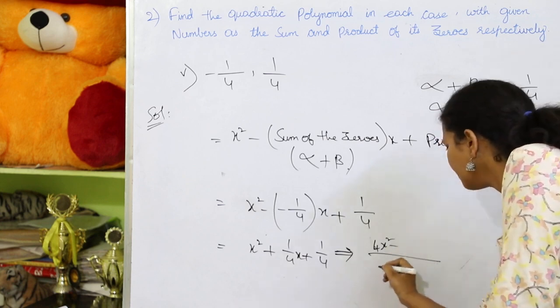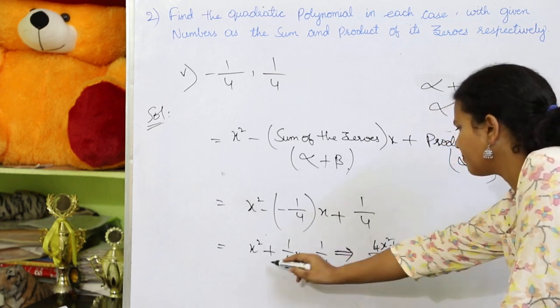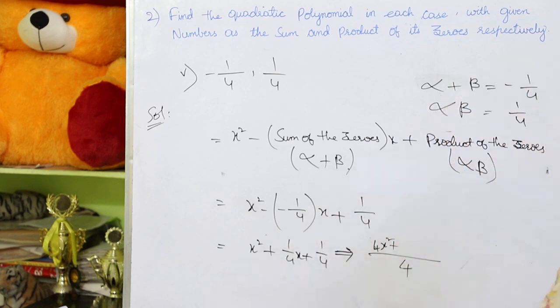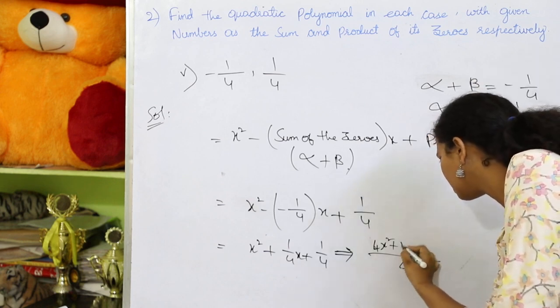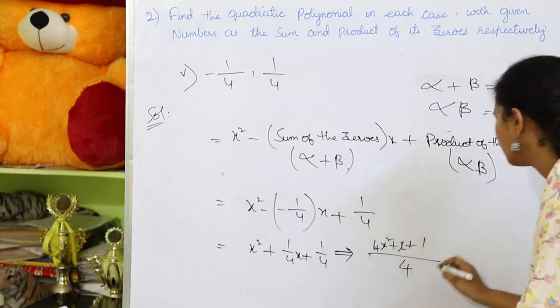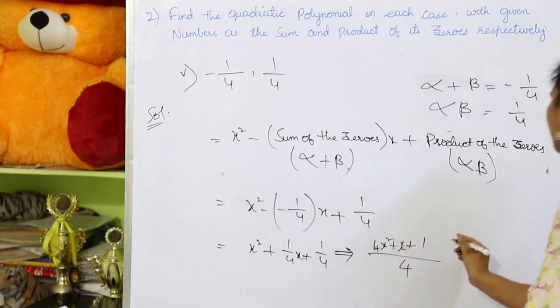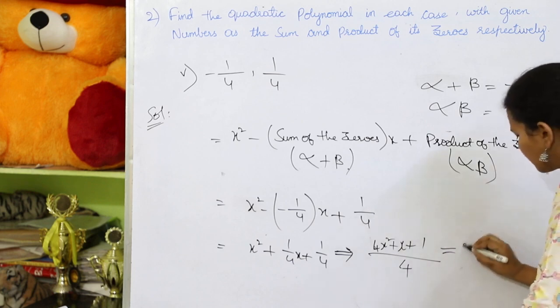My LCM into numerator by denominator, this becomes plus as it is. So here you have a plus symbol, right? So that's why I have made a plus symbol over there. So this becomes plus 6. Next, plus 1. Let us equate the whole equation to 0.